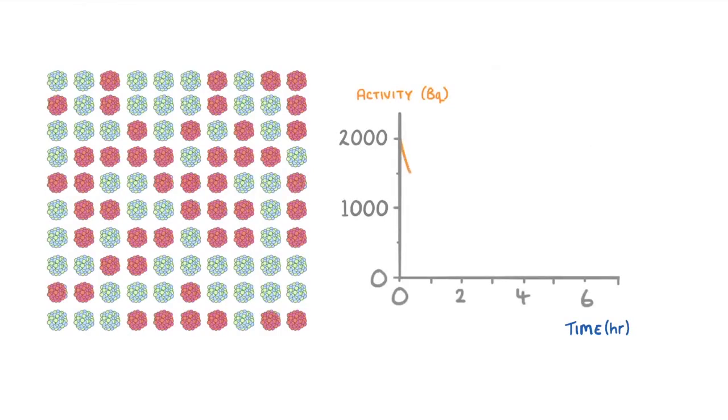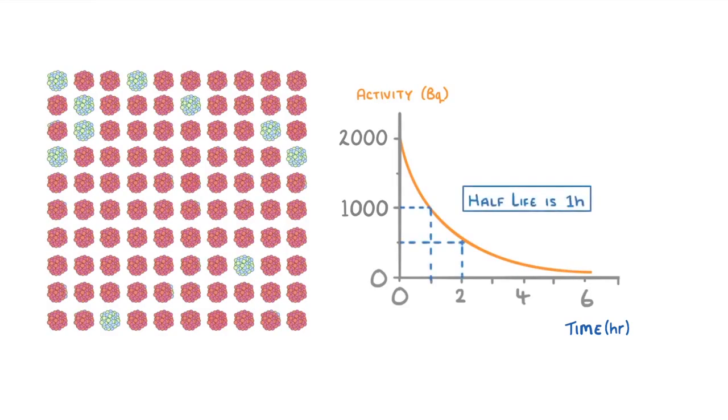If we had a different radioactive sample though, like this one, we can see that it's decaying much more quickly. This means that it started with a much higher activity, as we can see on our graph, and also that it will decline much more rapidly, and so have a much shorter half-life, this time of 1 hour.